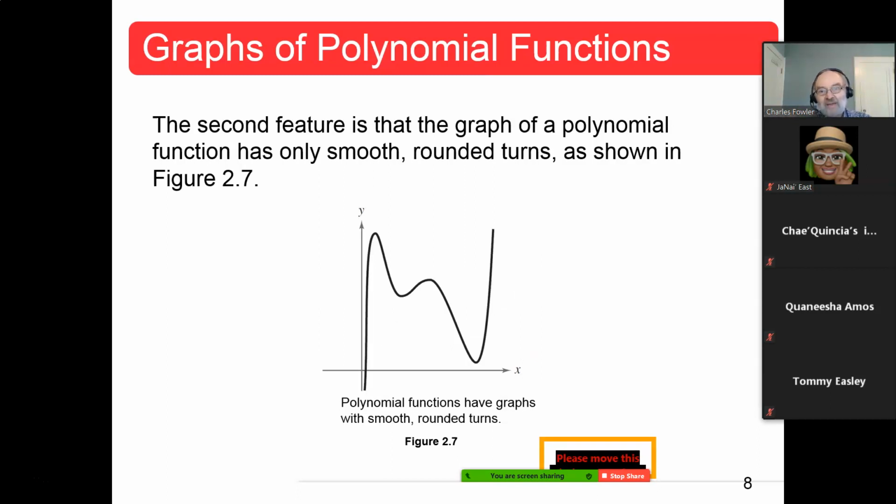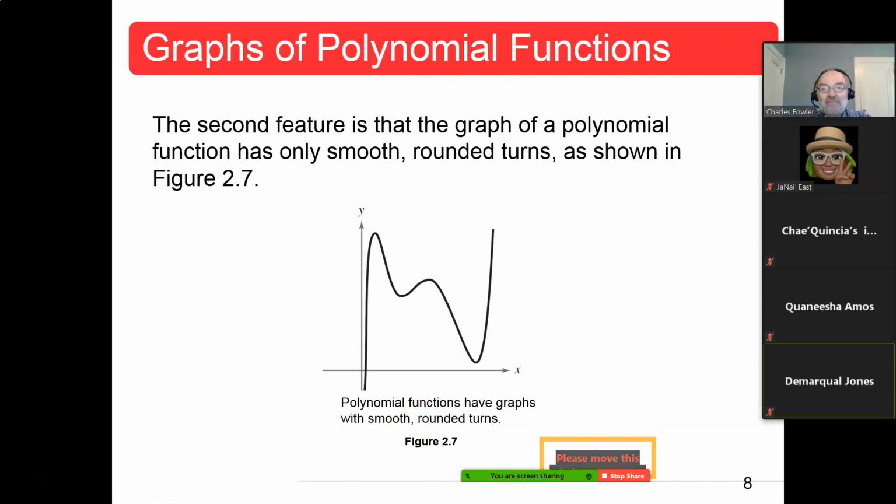That one is not. The second feature is that the graph of a polynomial function has only smooth, rounded turns. I think of it like jazz, really smooth. Here, even though that's a fairly steep turn, it's still smooth. No points, no jaggedness. Nice smooth curves here. So polynomial functions are not only continuous, they're also smooth. They have smooth, rounded turns. I've said it about 3 different ways now.